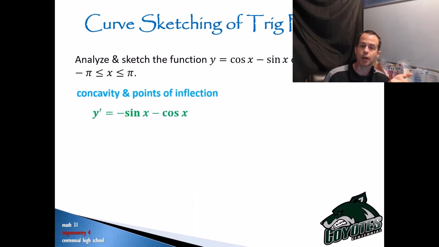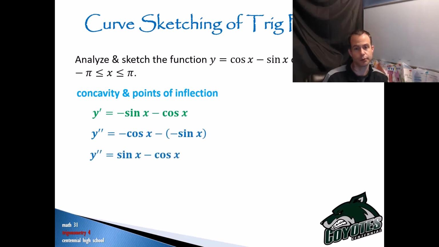So now we want to talk about concavity and points of inflection. We've already discussed that the first derivative was negative sine x minus cos x. So now I need to get the second derivative. So I'm going to take the derivative of the first derivative. The derivative of sine is cos, so that'll be negative cos. The derivative of cos is negative sine, so that's going to end up being plus sine x. So negative cos x plus sine x, or sine x minus cos x.